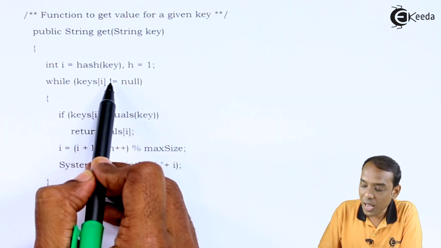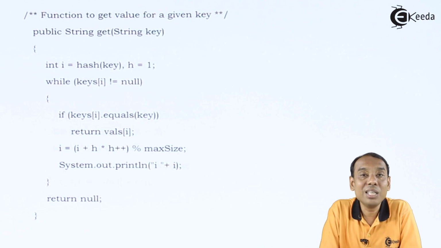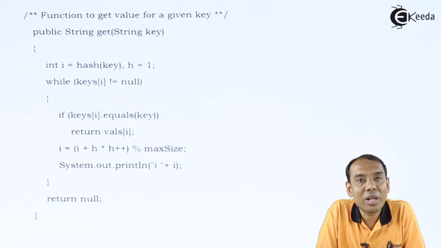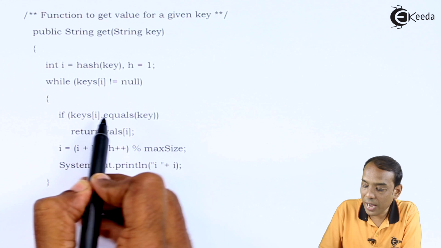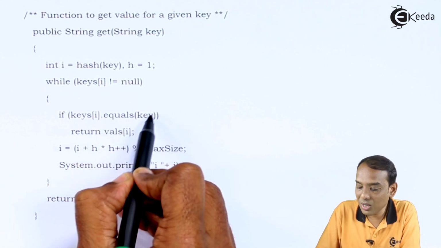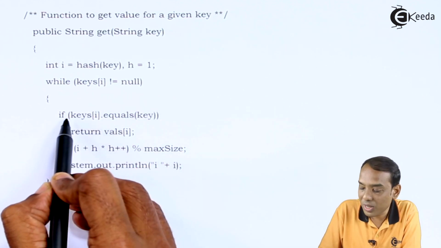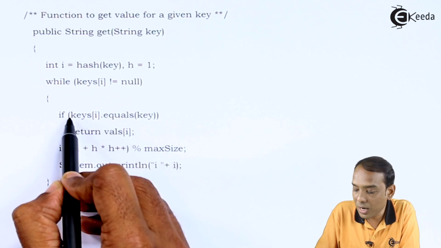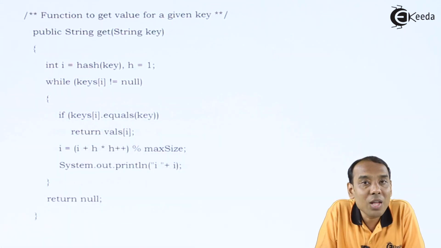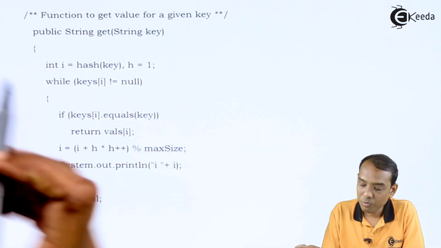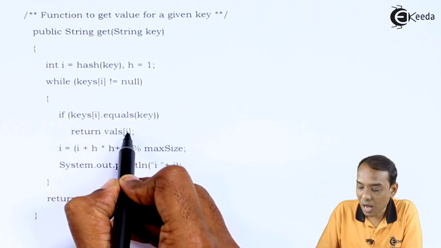Now we will check with the set of conditions. While keys[i] is not equal to null, it means that there is some value present in the given hash table that the key is to be found out. Now we will check with the particular key. We have if keys[i].equals(key). So once the key is taken from the user, we need to check whether it is present in the given hash table. We write down if keys[i] equals key. In that case, the corresponding value needs to be fetched. We have return vals[i].